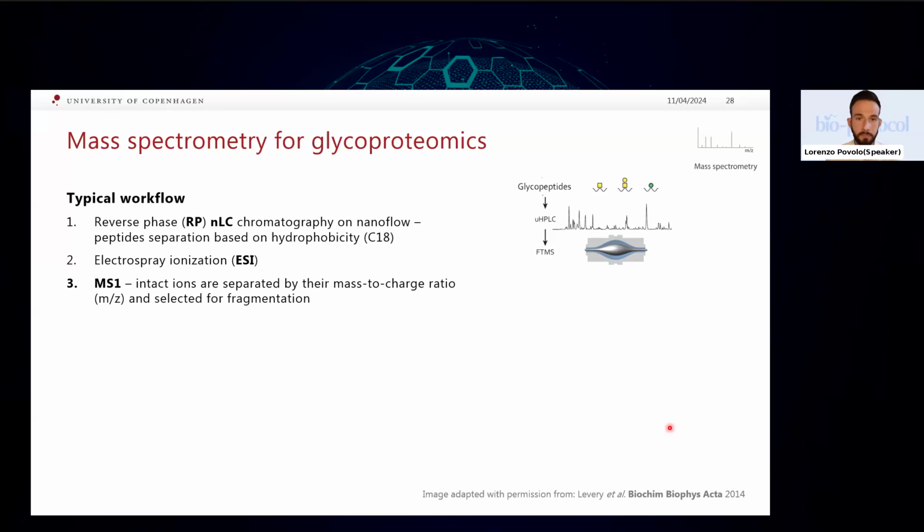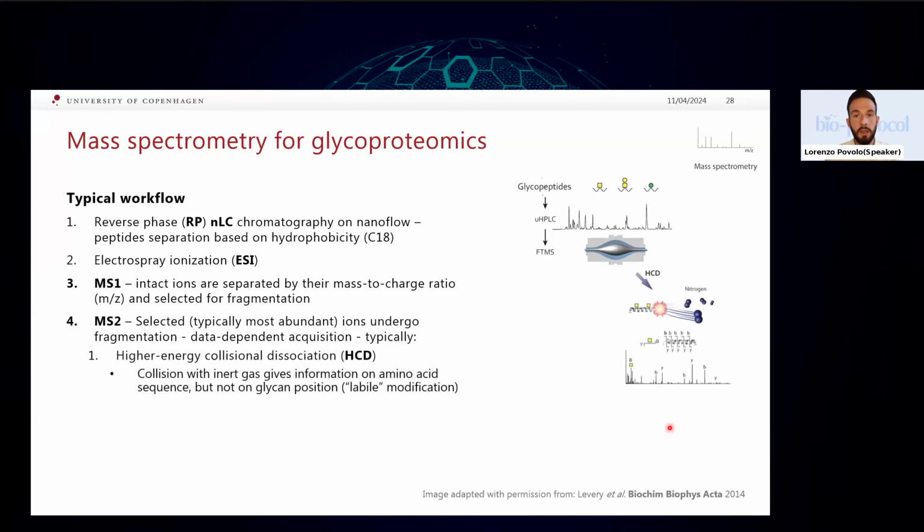for fragmentation. And the MS2 fragmentation is really important because it gives us the information on the site and the sequence of the peptide. And typically in our center we do HCD fragmentation. So this is a little bit technical, but in synthesis it allows sequencing of the amino acid part.